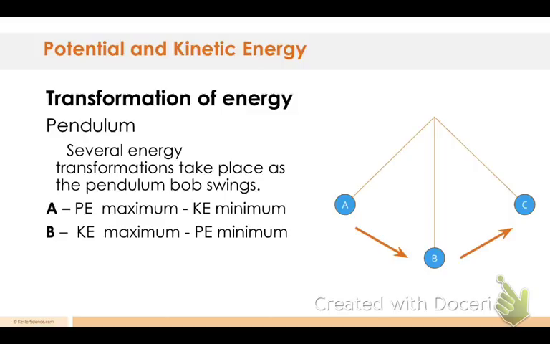B then is where kinetic energy is at a maximum because it's speeding right along, and the potential energy is at a minimum because the height has changed in that bob. And then as it swings back up, it's going to go back and see C and A are at the same height again. And so we're back to the potential energy being a maximum and the kinetic energy being a minimum. Because again, it's going to swing up and then it's going to pause for just a split second as it gets ready to come back down.